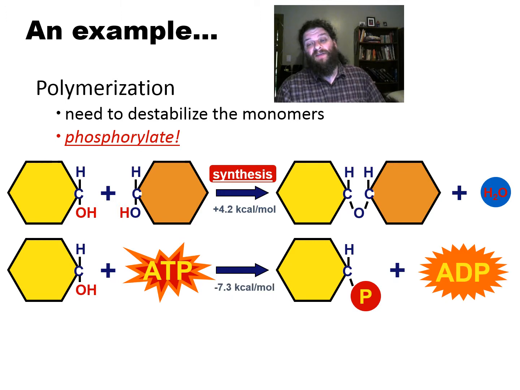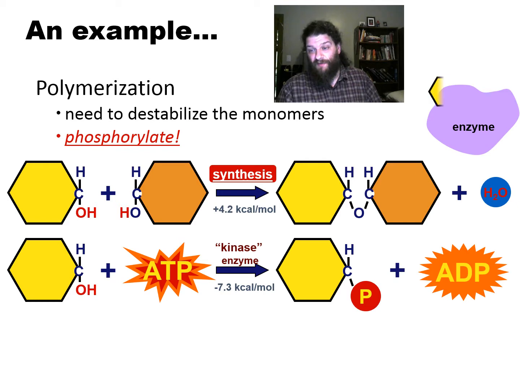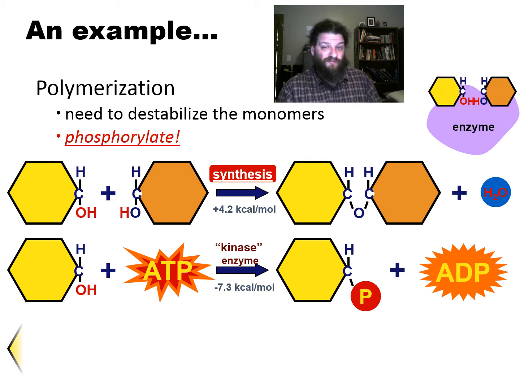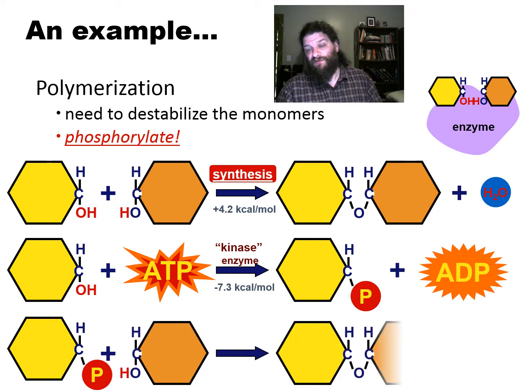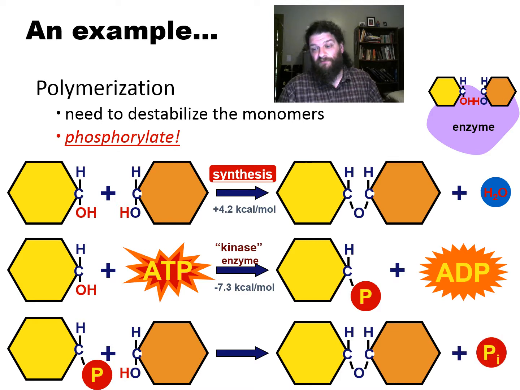Now, if I take that, that's going to give us 7.3 kilocalories per mole, which is more than enough destabilization to drive the chemical reaction. So the kinase enzyme has moved this phosphate group over. If I hold this destabilized glucose phosphate next to another glucose molecule, I can cause the formation of maltose.